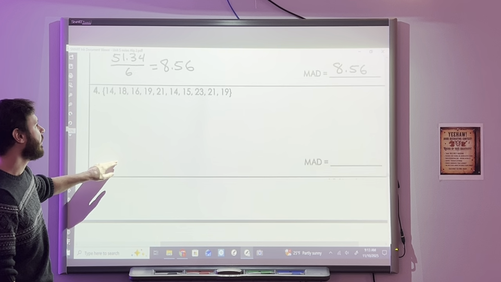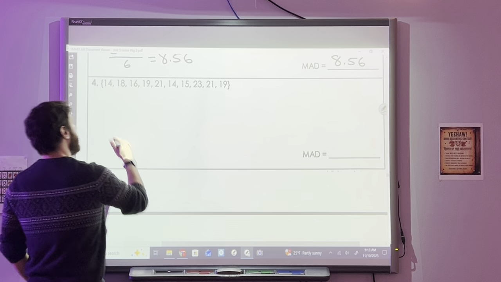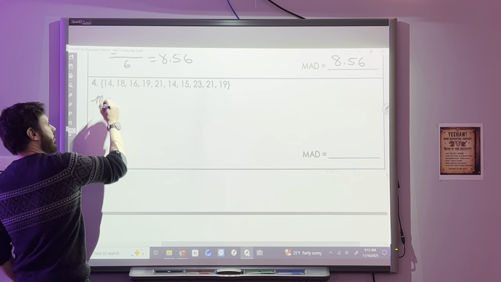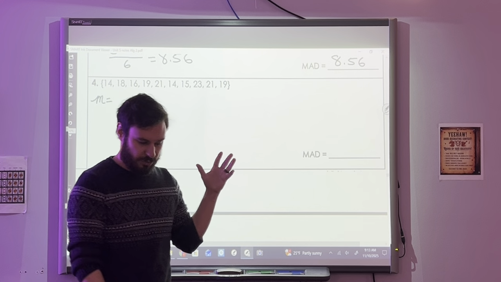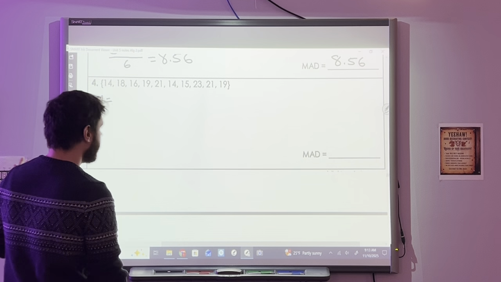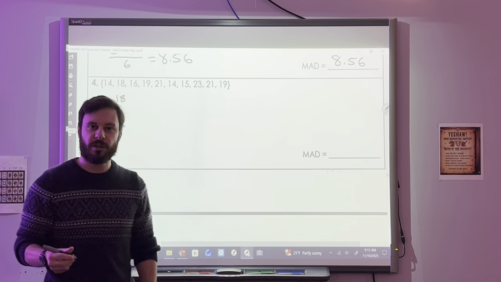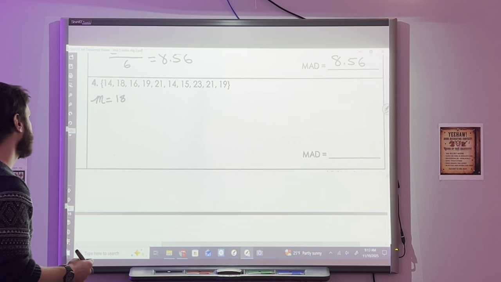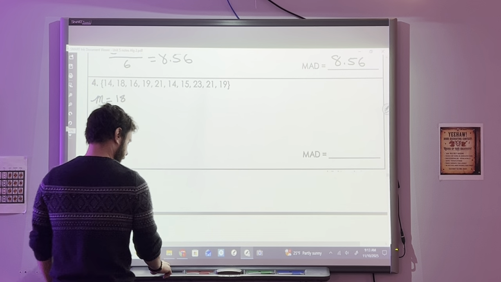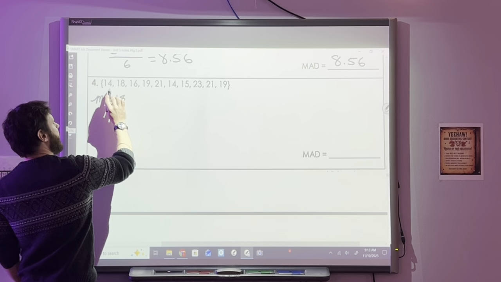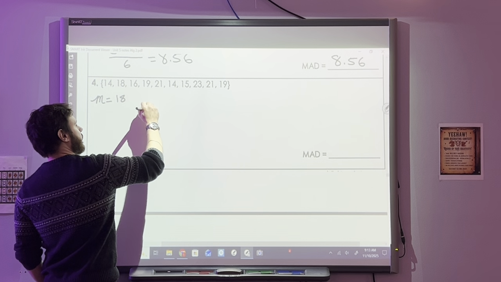Gonna do the same thing here. To figure out what the mean is, my first step. The average of those sets of numbers is a nice even 18. Huh, could have started with this one. Nope, gave you the decimal to begin with. That's how good I am. All right, let's figure out how far away is 18 from 14? 4.